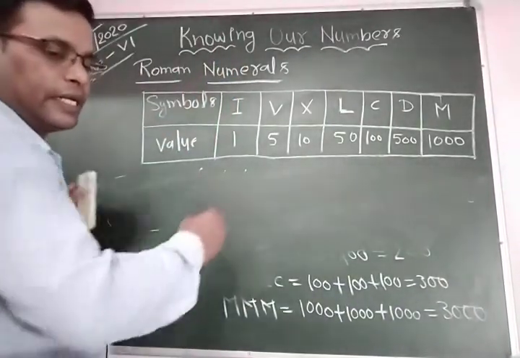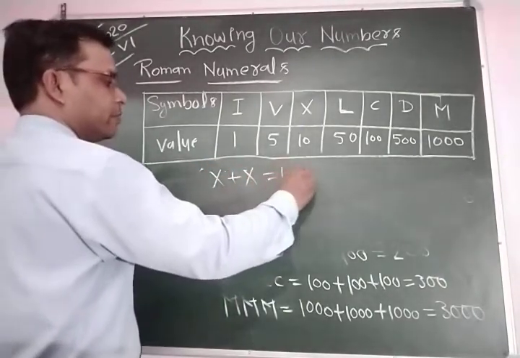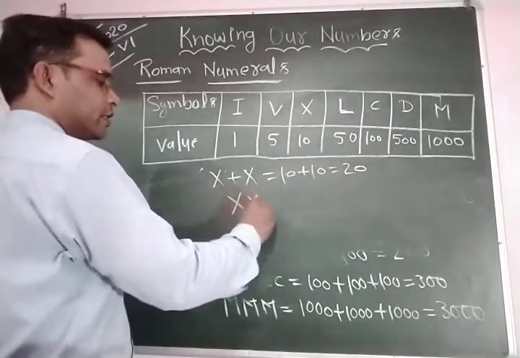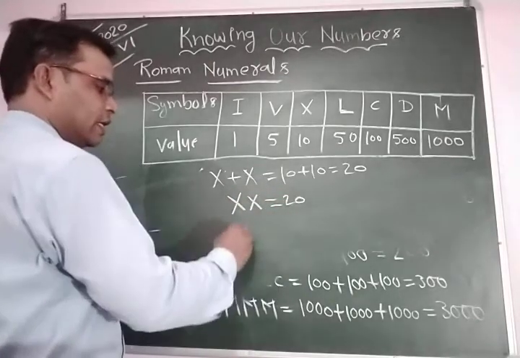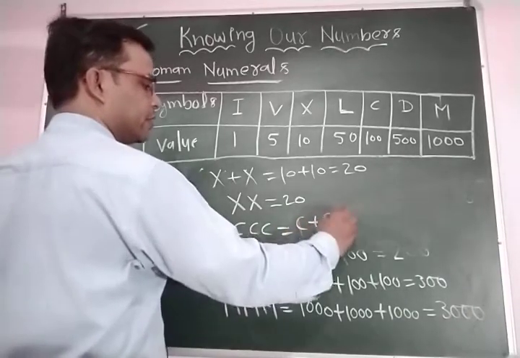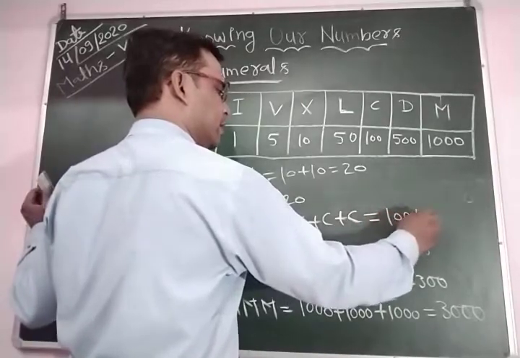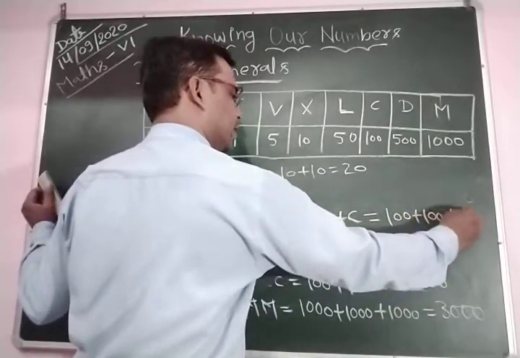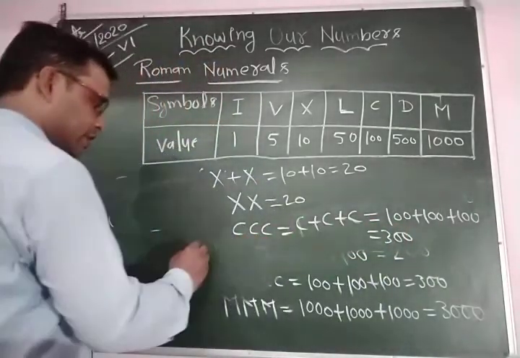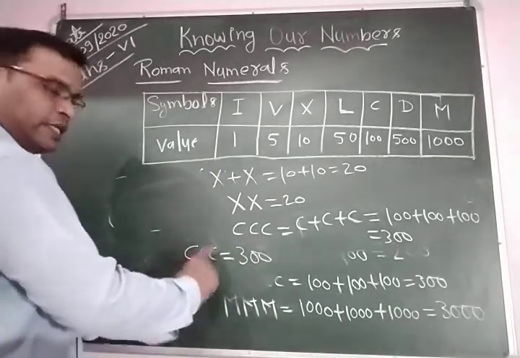You can write like this, X plus X, this is equal to 10 plus 10, this is equal to 20, or simply you can write XX, this is equal to 20. Clear? Similarly, C C, you can write C plus C, this is equal to 100 plus 100 plus 100, this is equal to 300. Or simply you can write CCC, this is equal to 300: 100, 200, 300.